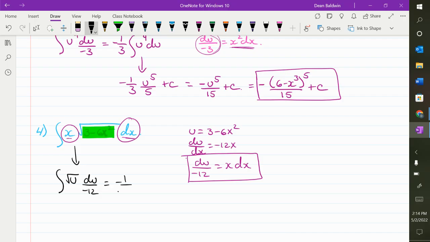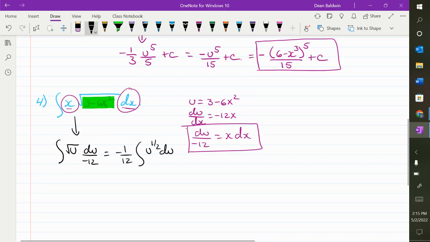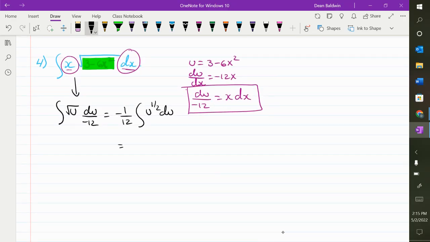Pull the 1 over 12 out. -1 over 12, sorry. We don't want square roots, so we write it as the power of a half. We know how to do that. I add 1 to it. That gives me 3 over 2. Divide by 3 over 2, which is the same as multiplying by 2 over 3. Tack on a plus c.